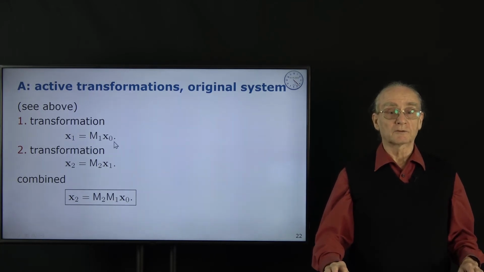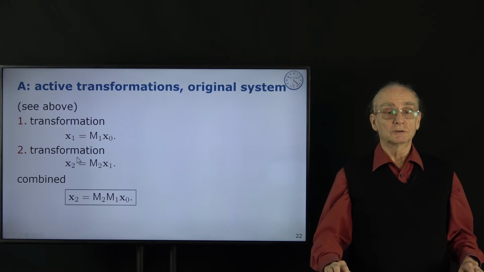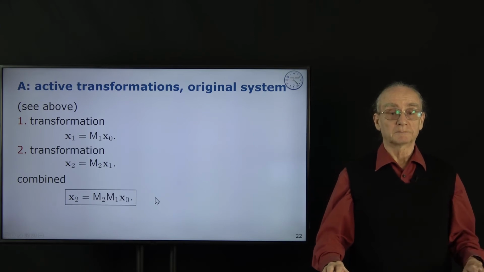So the first one is what we already discussed. So we have the first transformation. We apply the motion to our point. The point is moved from 0 to 1. And the second motion transformation transforms it from point 1 to point 2, which is the second motion. So if we combine those, we arrive at this equation. So this is what we know already.